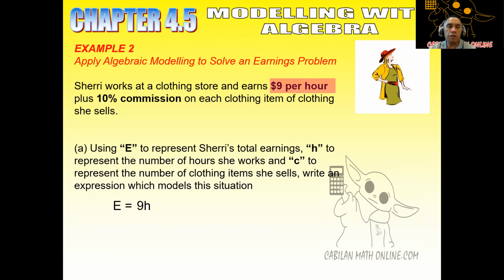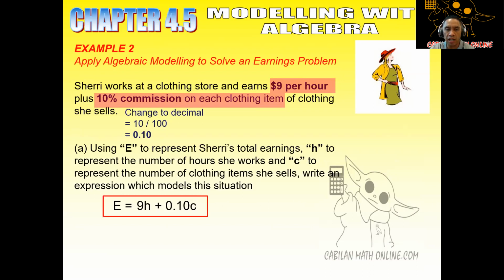Now, for the percent commission over here, remember when we did the lesson on percents, anything with a percent sign, you need to take that number and divide it by 100 before you use it. So when you take the 10, divide it by 100, that becomes 0.1 or 0.10. So when we do that, we take that 0.10 and then multiply it to the C, and then we add it on to the 9H. So the final expression for this would be E equals 9H plus 0.10C.